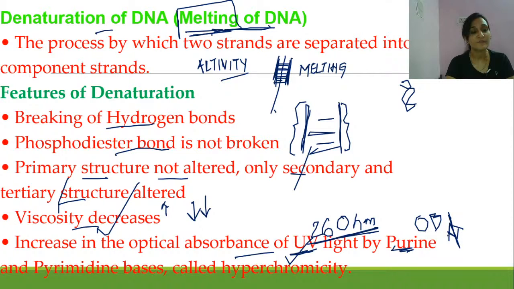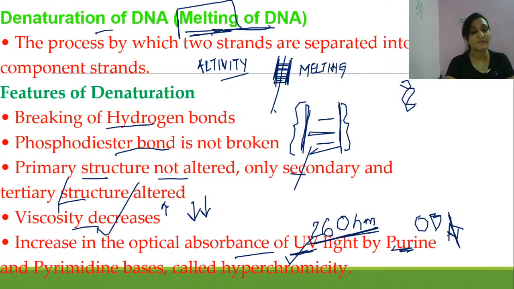Then what is melting temperature? So the midpoint at which the strands separate is called melting temperature. It is the midpoint of the temperature where the melting occurs. It's called melting temperature.